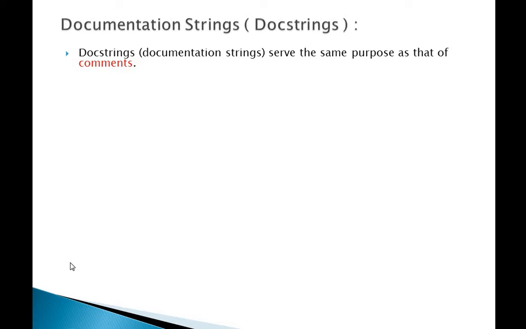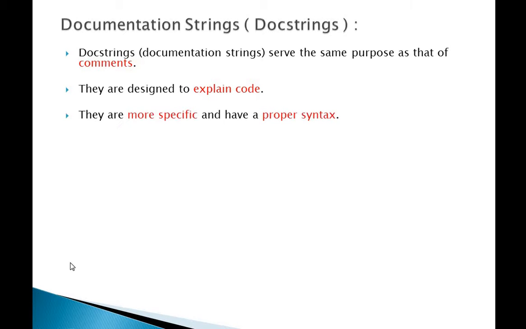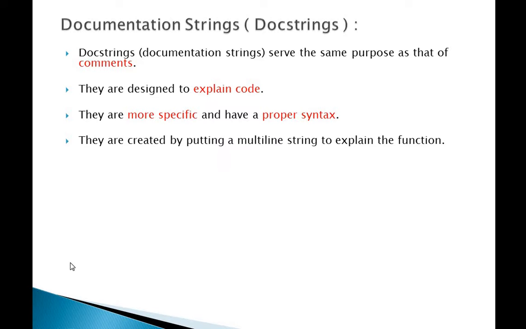It serves the same purpose as that of comments. They are designed to explain code, especially functions are well explained using documentation string. They are more specific and have a proper syntax compared to comments. They are created by putting a multi-line string to explain the function. We will see at the time of explanation using code the different possibilities using which we can create docstring or say documentation string.